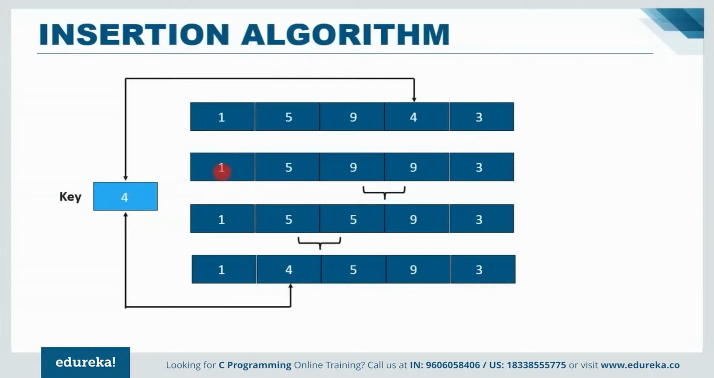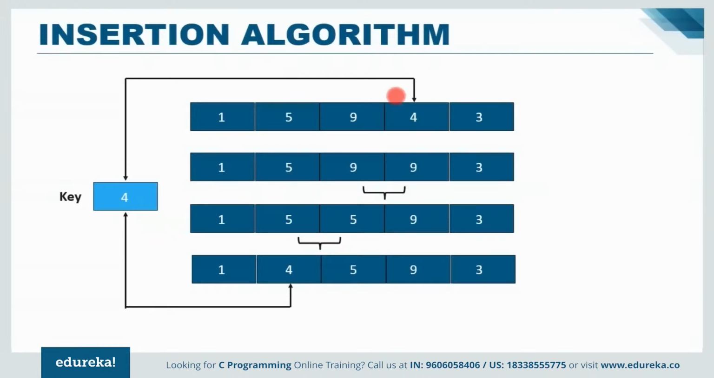Followed by that, we will compare 4 with 5. So here we can see that 4 is smaller than 5. Followed by that, we'll compare 4 with 9. We can see that 9 is bigger than 4. What we will do is, now we'll compare the other two elements in the array, which are 5 and 9. 5 is smaller than 9.